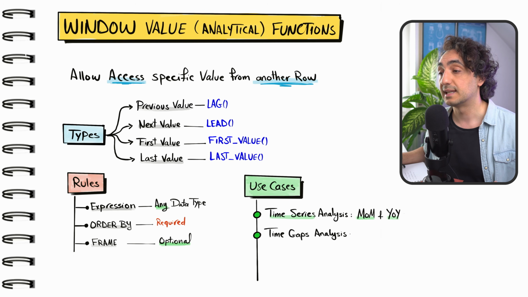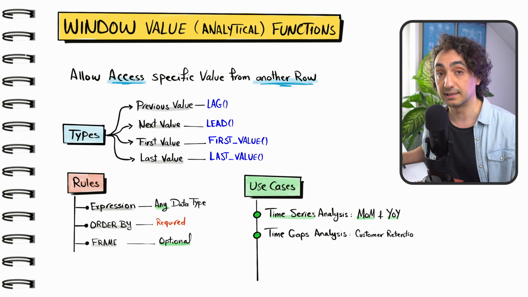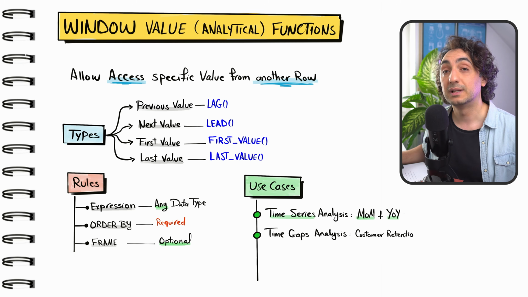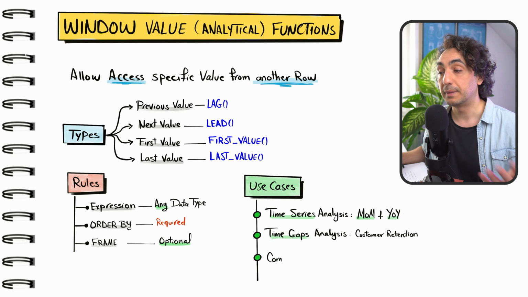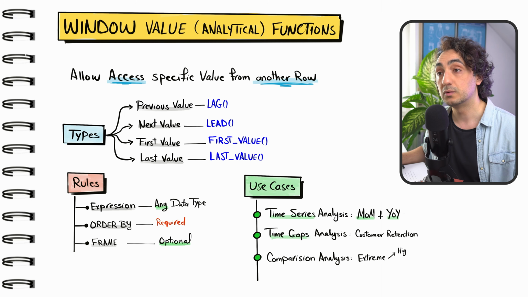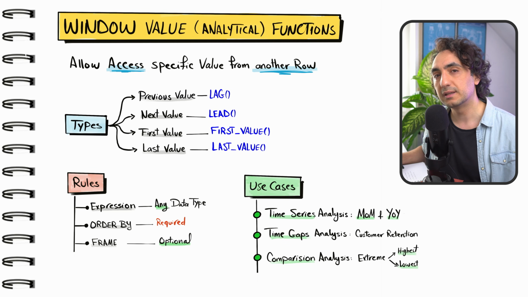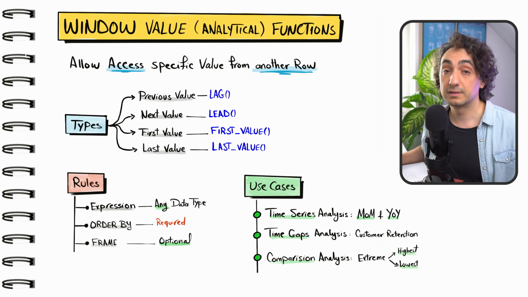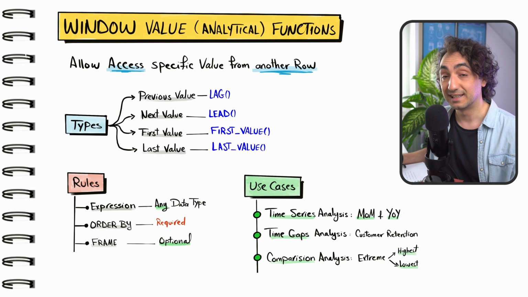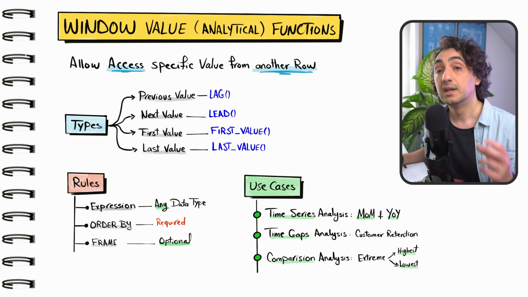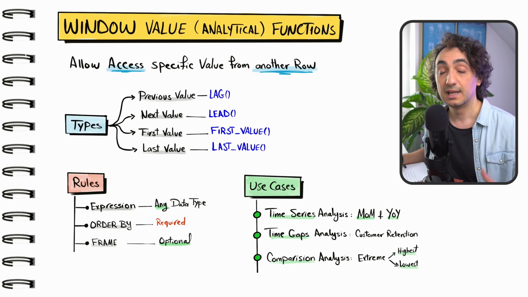The next use case is also about time. We can do time gap analysis, as we analyzed the customer behavior and customer retention, where we calculated the average days between two orders. And the last use case is also about comparison analysis. We can use the value functions to compare the current value with an extreme, like comparing the current sales with the highest sales or the lowest sales. So my friends, those analyses are essential in data analysis. You will encounter them in each company, in each business. You have to answer those questions, and you can do that very easily using the SQL window functions.